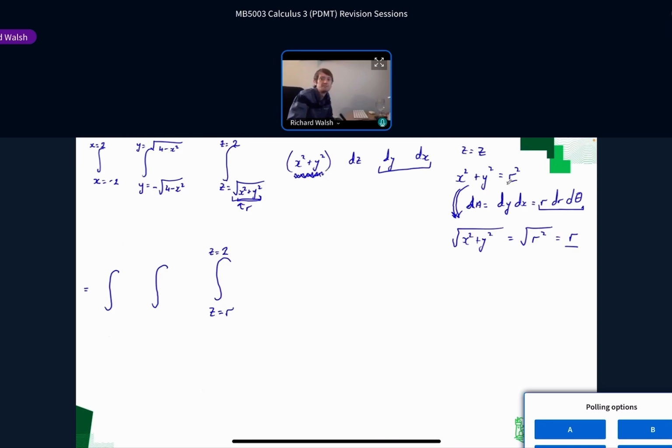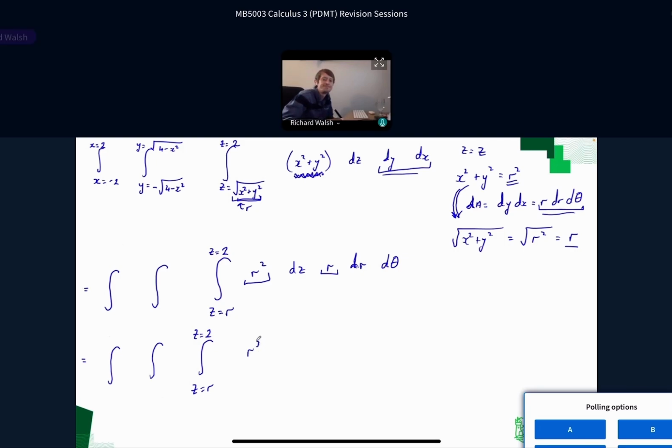x squared plus y squared, straight out of the tables, is r squared. dz, as I said, z staying the same. dy dx is r dr d theta. And we can tidy that up in another bit, just by combining r squared multiplied by r is r cubed. I'm just going to do that first. r cubed, z, and I still have dr and d theta there.